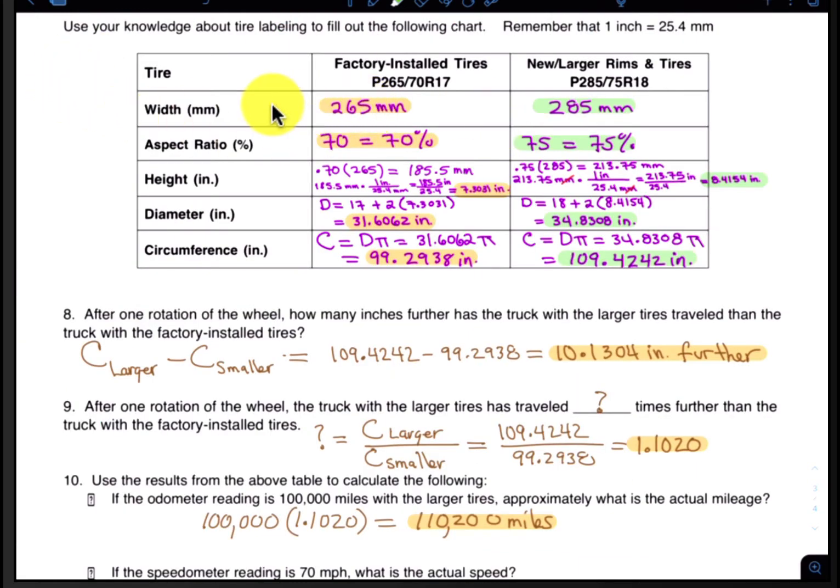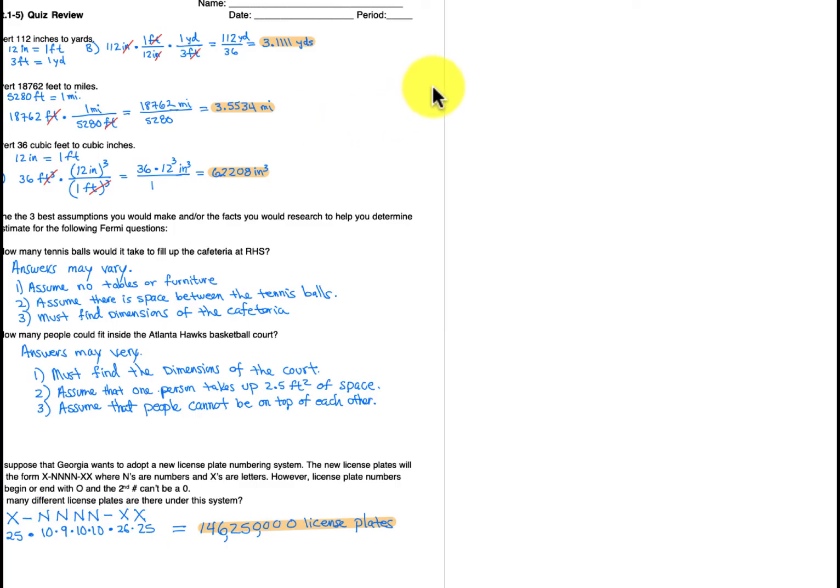Now moving to the last page, this is information about tire questions. So here we have the tire's information. We have the width, aspect ratio, height, diameter, and circumference, and that's for factory installed versus the new larger rims and tires. All right, so let's do one row at a time.